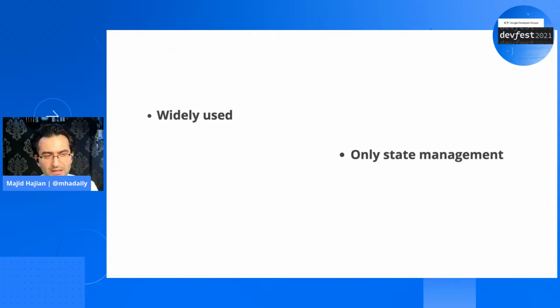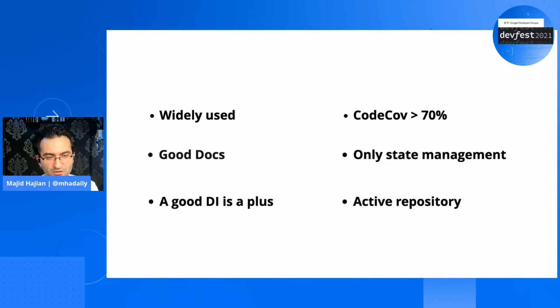So I could quickly come up with some criteria. Like I wanted to use a package that is widely used, like let's say has a lot of GitHub stars or maybe likes on pub.dev, or had very good documentation. And I also wanted these packages to have code coverage over 70%. That is my limit here. I really want to have a package that has very good code coverage.